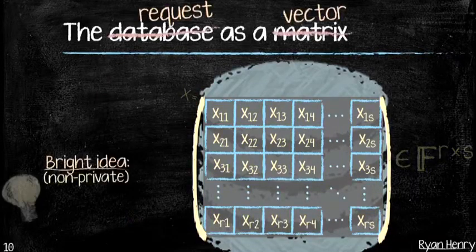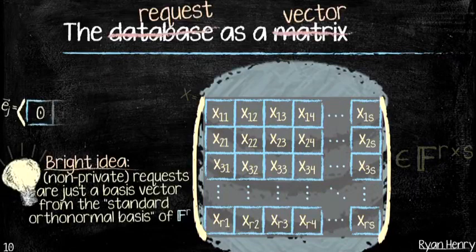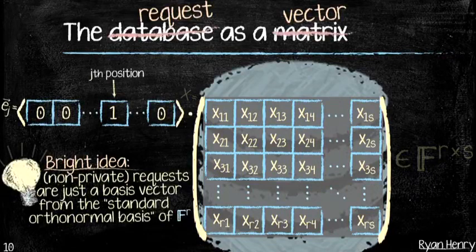Now to query this database, well, this is the non-private way to query this database. Perhaps not the way you would do it if you were implementing non-private queries, but this works. You could send a standard basis vector, one of the vectors from the most obvious basis for the vector space F to the R, where R is the number of rows in the matrix. So it's just a vector that has all zeros everywhere except for one position that has a 1. If you're looking for the jth row, or the jth record, in this database, you put the 1 in the jth position of this vector.